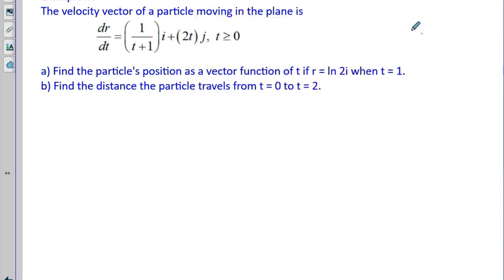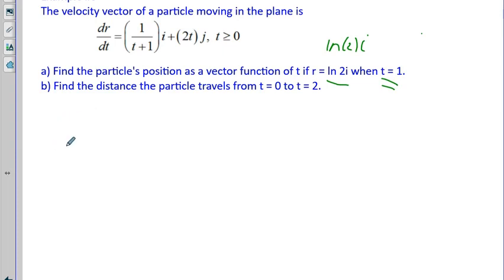So example 3 says that the velocity vector of a particle moving in the plane is given by the function 1 over t plus 1 i plus 2t j. We want to find the particle's position as a vector function of time. If r is equal to the natural log of 2 i when t equals 1. Okay, so let's just do part A first, and then we'll move on to part B.